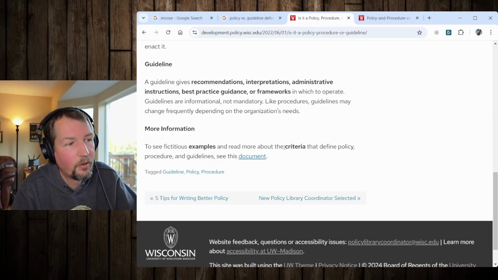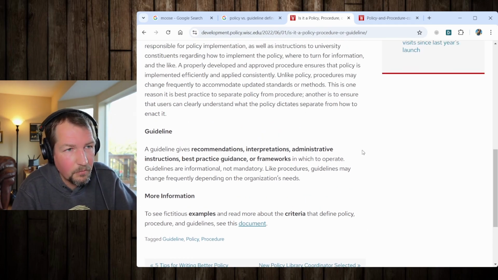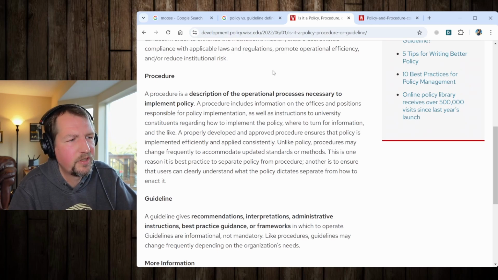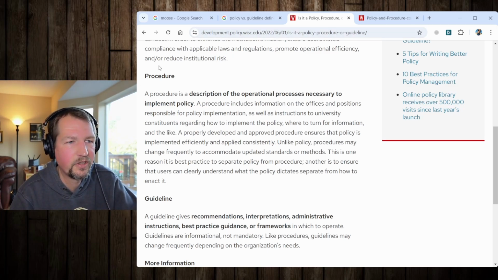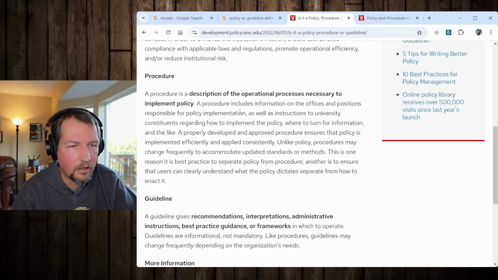I have this document open already. We'll look at it next. But first, I want to see what they define as a procedure, because I was primarily talking about policy versus guideline. That's the basics. That's the minimum you have to get right. Let's see what they define as a procedure. A procedure is a description of the operational processes necessary to implement policy. I see. A procedure includes information on the offices and positions responsible for policy implementation.